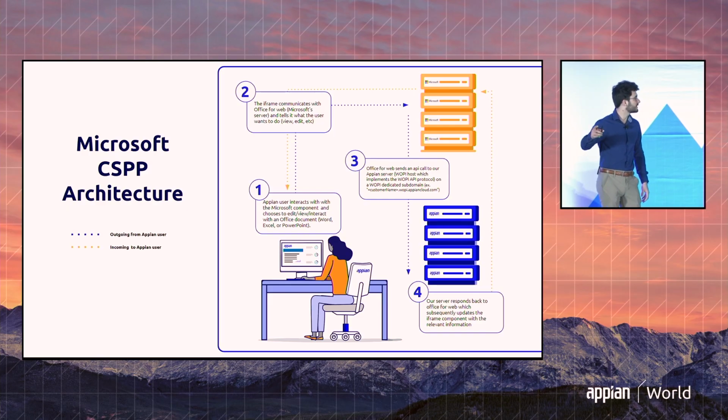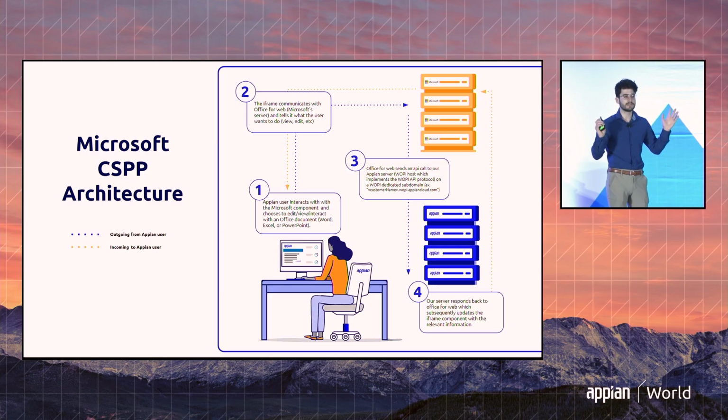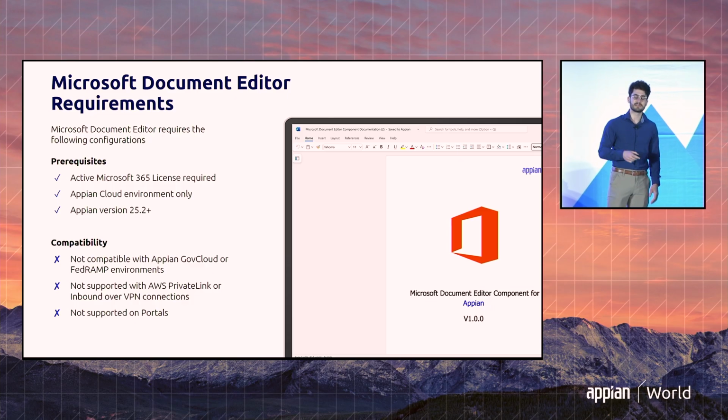This means that Microsoft is handling the diffs, storing a cache of the document, handling all those users editing at the same time, and then every 30 seconds to 2 minutes, those changes will sync back to Appian. From the business user perspective, they don't see anything different. They just see all the edits happening live, and the edits will actually persist back to Appian after a little bit of time.